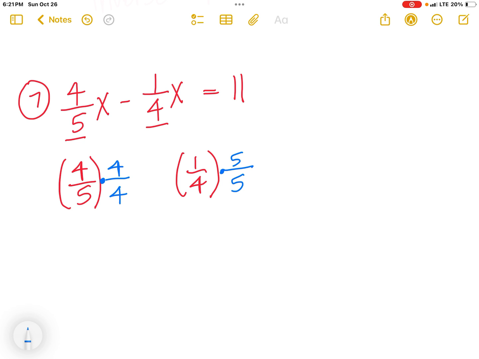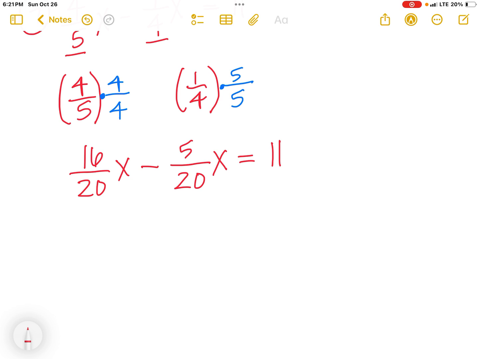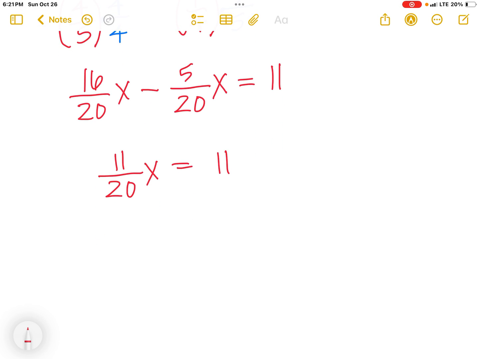Multiply, multiply. So after I do that, my new fractions are going to be 16 over 20 x minus 5 over 20 x equal to 11 still. Now they have the same denominator, I can subtract the numerators. 16 minus 5 gives me 11 over 20 x equal to 11. So when a fraction and a variable are that close together, we are multiplying.